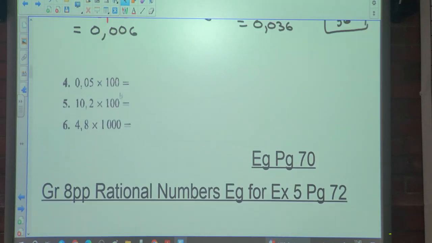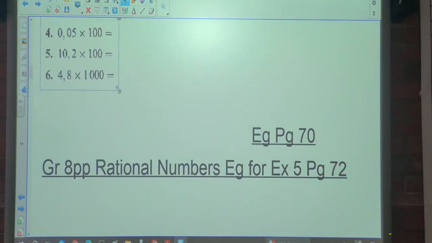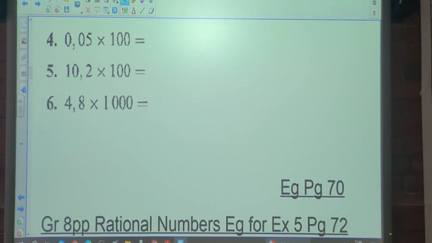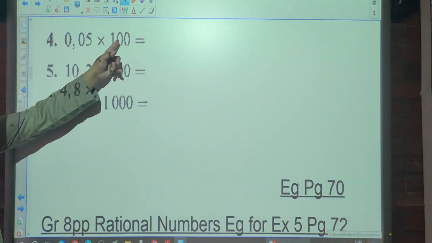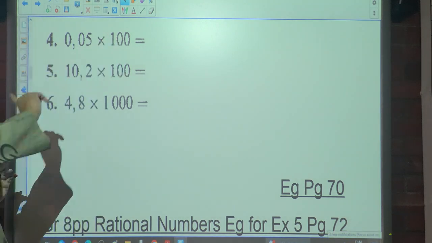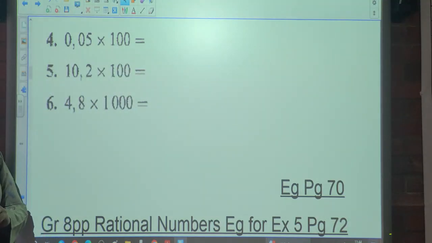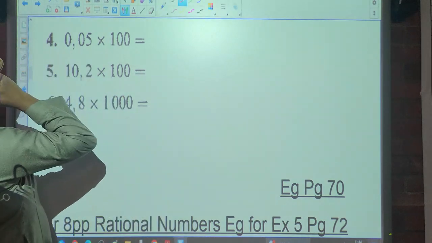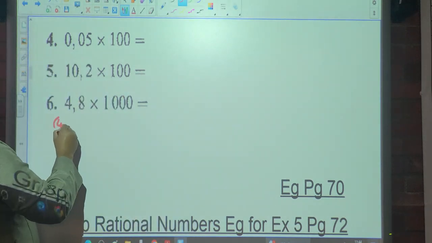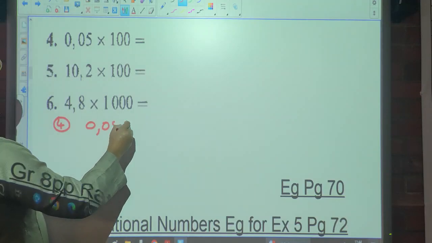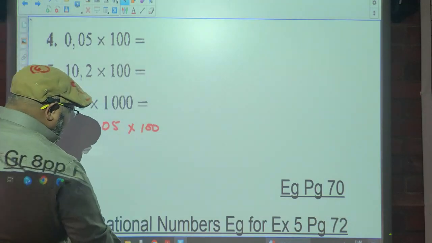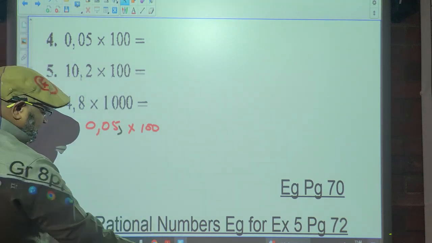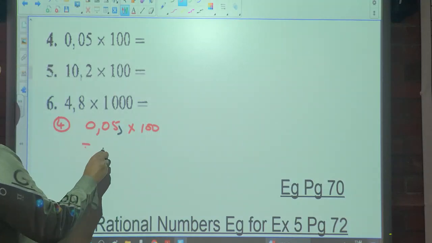Let's look at number 4. Remember when we multiplied by 100 in the first term, what did we do with the comma? We moved it 2 units to the right. If we divided by 100, we would move 2 units to the left. So because I'm moving it 2 units to the right here, in number 4, it will be 0,05 multiplied by 100. So if I move this comma 2 units to the right, then it's going to be 1, 2. So the answer will simply be 5.